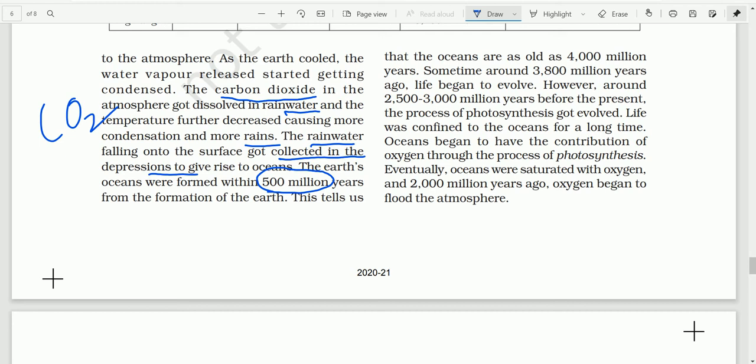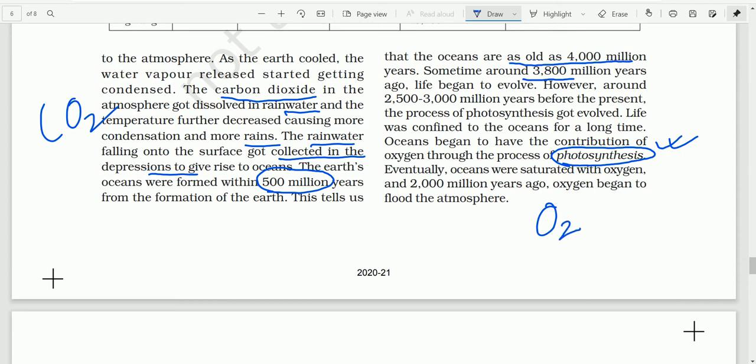And this tells us that oceans are as old as 4,000 million years, and around 3,800 million years ago life began to evolve in the oceans. And after that, because of the photosynthesis process, after plants grew in the oceans and on the surface of the Earth, we mainly got oxygen. This is a very long process.